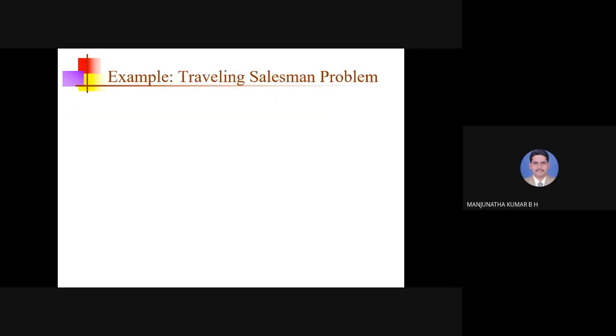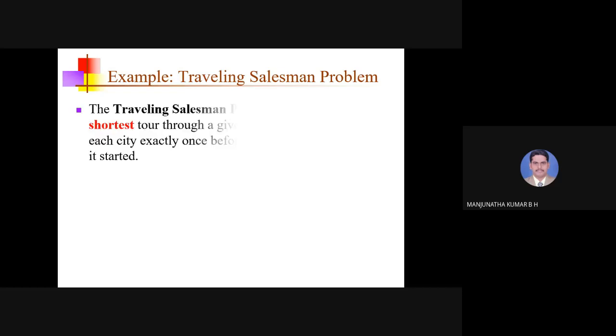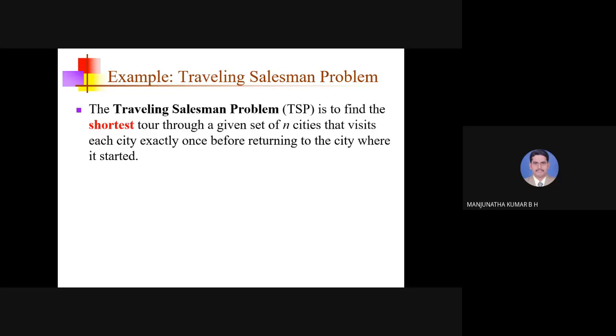Okay, in today's class we will discuss the traveling salesman problem. This problem we have already discussed in the brute force chapter. Just recall the problem definition and problem statement of the brute force traveling salesman problem. The problem statement is to find the shortest tour through a given set of n cities that visits each city exactly once before returning to the city where the tour was started. This is the problem statement of TSP.